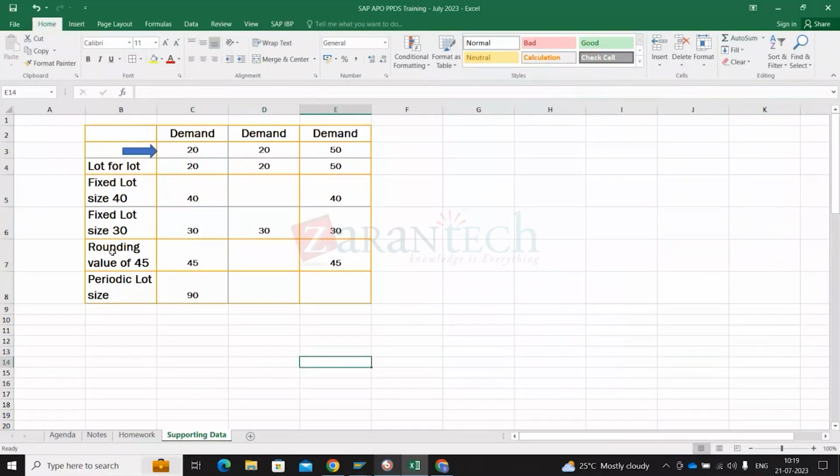If you apply a rounding value of 45, with no minimums, for example, then it would always create the plan order in terms of the rounded value. So it would create 45 here for the 20. This 45 can fulfill this 20 plus 20, though 5 is still remaining. That 5 cannot fulfill 50, so it would again create a 45. And if there is a periodic lot size, so you decide that for the entire month you'll produce only once, it will create one plan order for all the demands of that month, total 90, right?